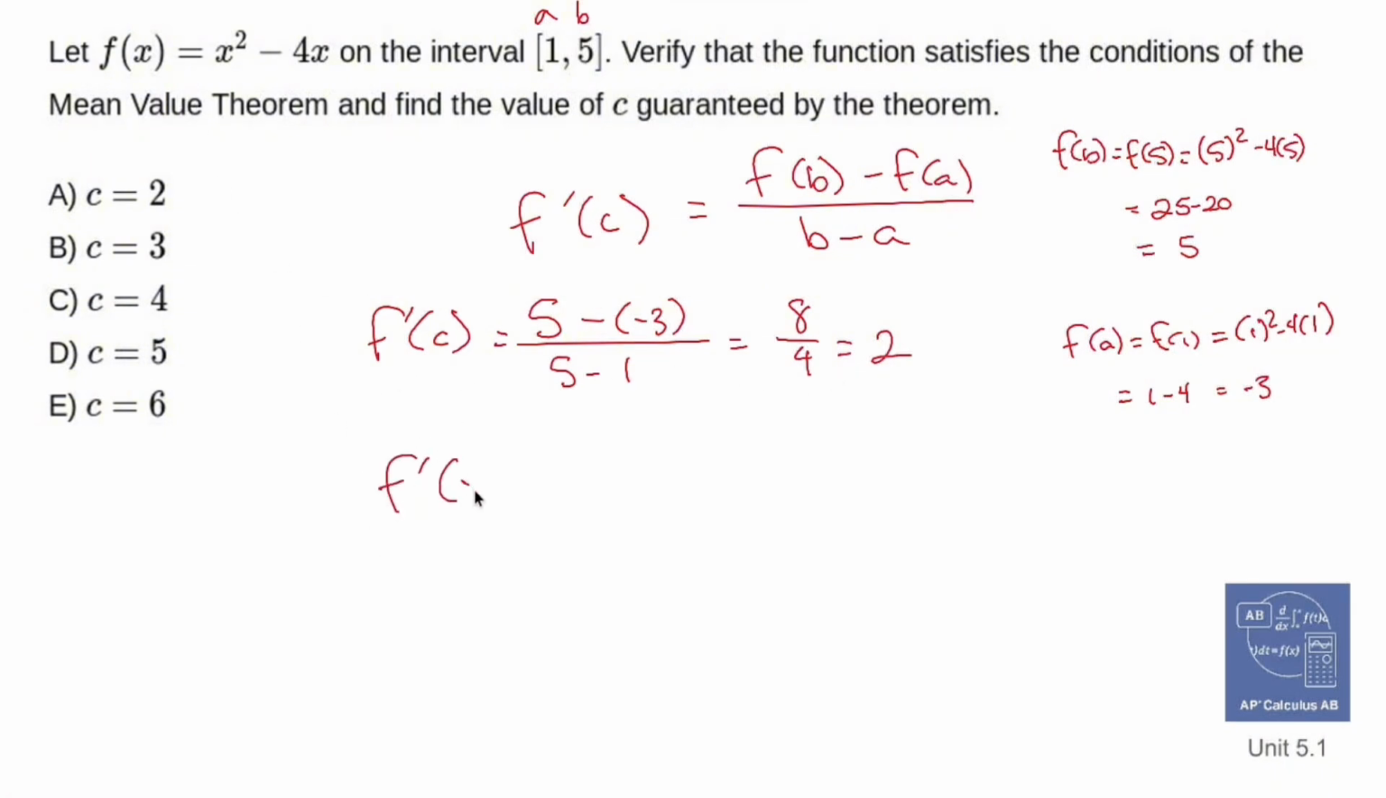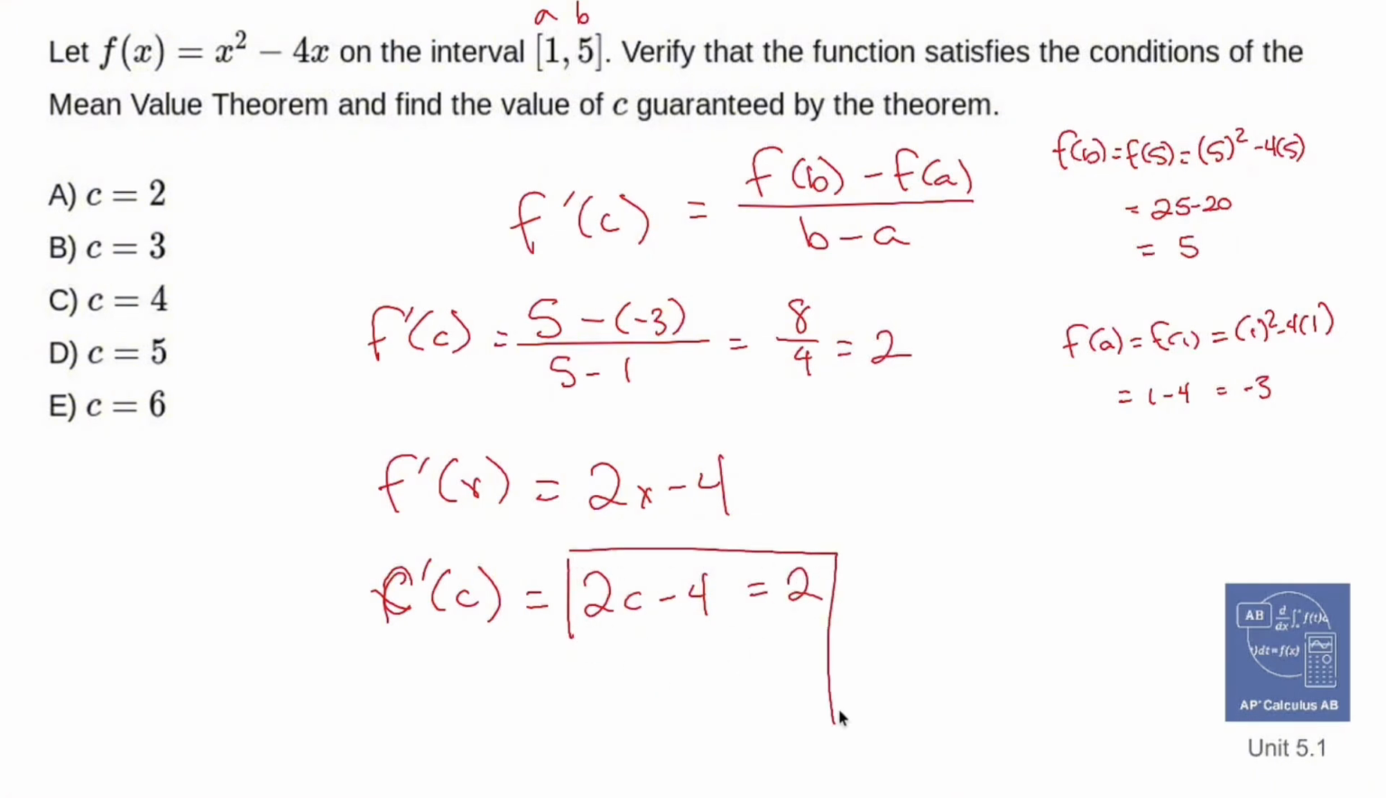Well, f prime of x is going to be 2x minus 4. So f prime of c is going to equal 2c minus 4, and that has to equal 2. So I'm focusing on solving this equation right here. Add 4 to both sides, 2c equals 6. Divide by 2, c equals 3.